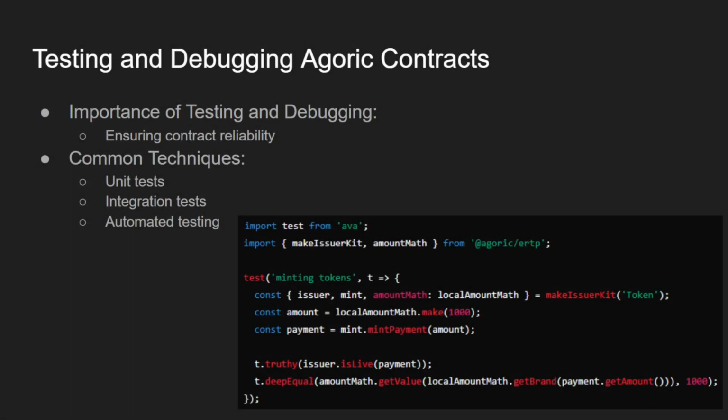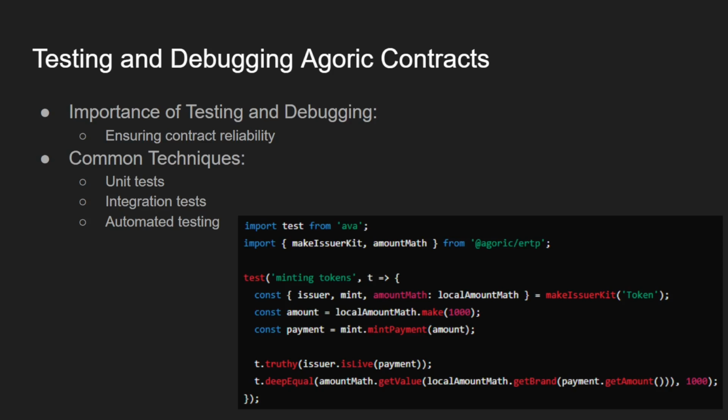Testing and debugging are critical components of smart contract development. They ensure that your contracts function correctly and efficiently, reducing the risk of bugs and vulnerabilities. In this section, we'll explore common testing techniques, useful debugging tools, practical examples, and best practices.